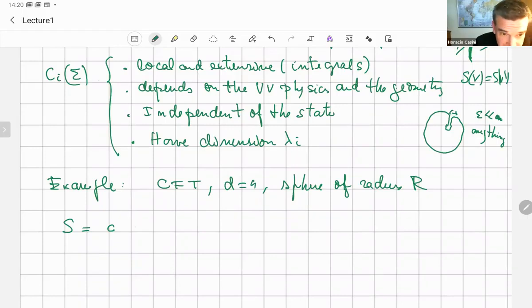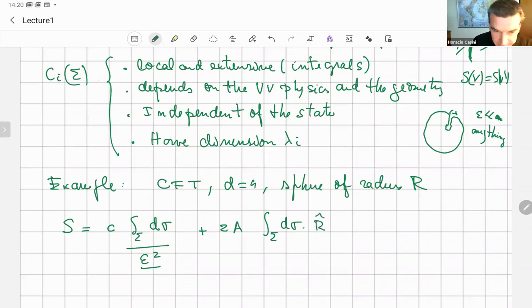Let us write first the divergent pieces. It's an integral over the surface of the sphere, and we can put there just the measure of the surface divided by epsilon squared, right? This epsilon squared is just to kill the dimensions. And then we can integrate other things. Let me call the coefficient 2a. And here I can put the intrinsic curvature of the surface of the sphere, right?